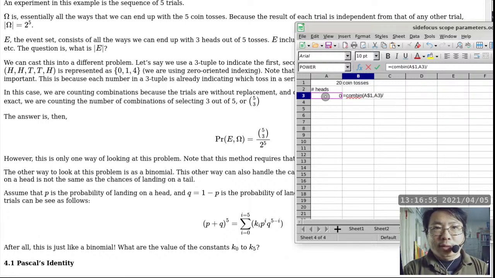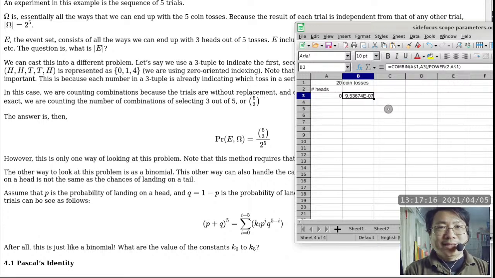So now we divide it by 2 to the power of, basically the same thing, which is 20. So once again, I refer to that as A$1. A is the column letter, 1 is the row number. That's how you designate a particular cell in the spreadsheet. So press the enter key, and we see it's a pretty small chance. That makes sense, right? Because out of 20 coin tosses, if you want every single one to land on the tail, you can imagine the chances are pretty small.